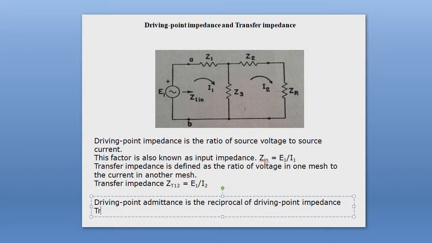Now let me write the expression of transfer admittance. Transfer admittance is the reciprocal of transfer impedance. So I hope everyone knows this a little bit, or a few students know in detail about impedance, admittance.